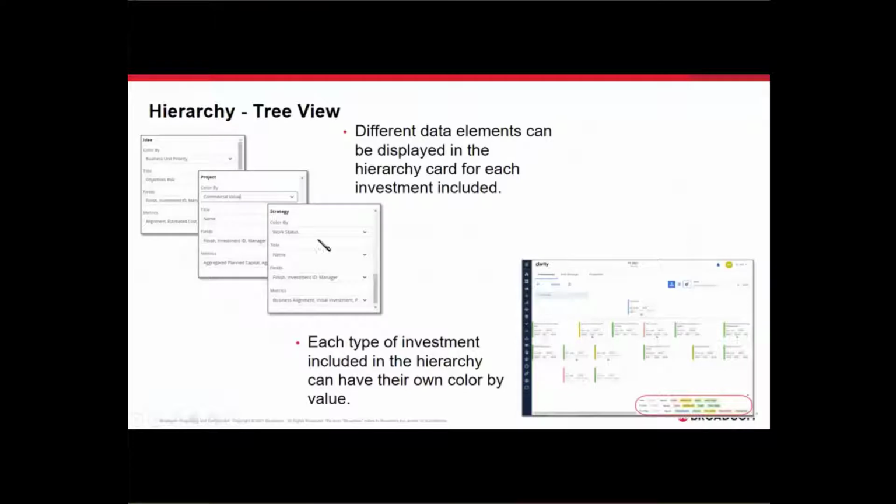Each card or each object type that I have included can have their own separate data elements that I can see. So in my example, I have selected some ideas, some projects, and some strategy to build my hierarchy. For each one of those, I have its own 4 sets of data elements that I want to display. And if I have different color types for different elements, I can use the legend to see all the different investment types I've included and what the color represents for each one of those investment types.